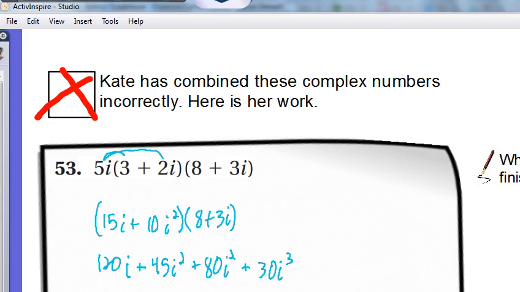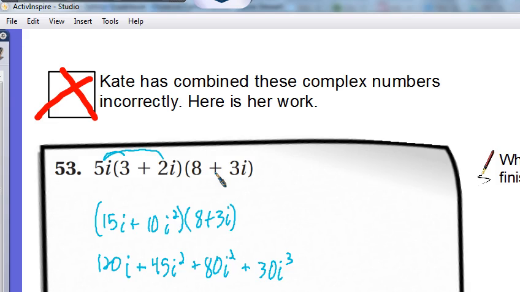Kate's not completely done means she could do something else. What else can she do? Distribute the 5i to the other parentheses. Okay, so going all the way back to the beginning, you're saying distribute the 5i to here. Now that is not correct, but it's a very common thing to do. Feeling like we gotta distribute it to everything.